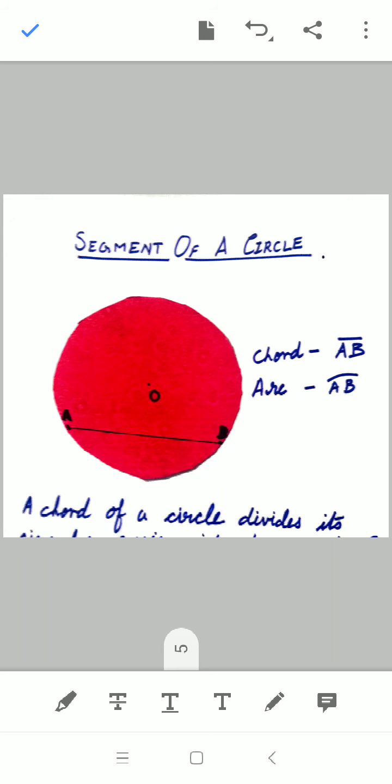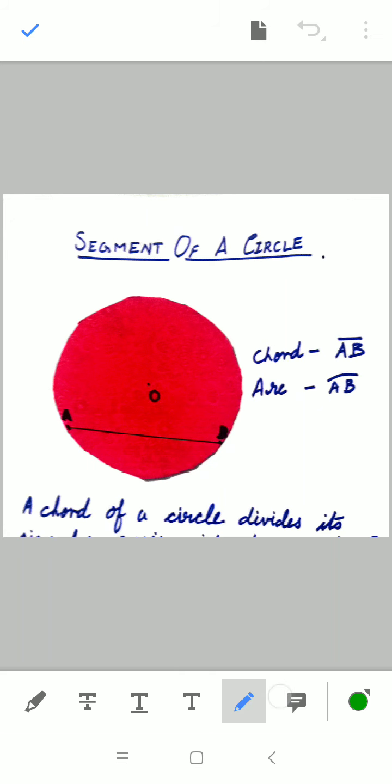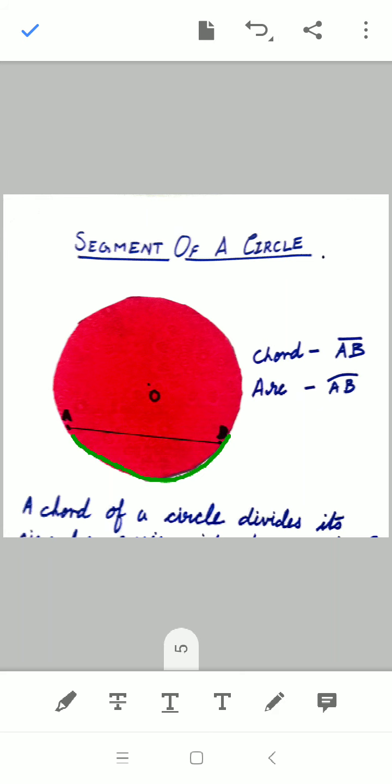What is a segment of a circle? You can see in the figure, AB is a chord, a line segment joining two points on the circumference of the circle. So AB is a chord. The arc is also AB. This circular part is the arc and the line drawn there is the chord. So when we take the circular part, it's called the arc, and when we take the line part, it's called the chord. So what is a segment?